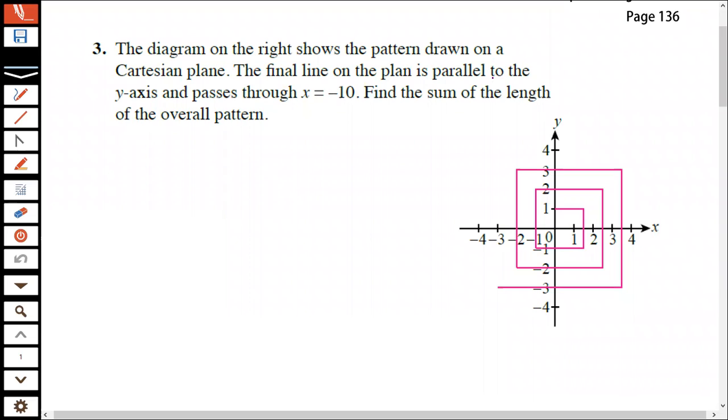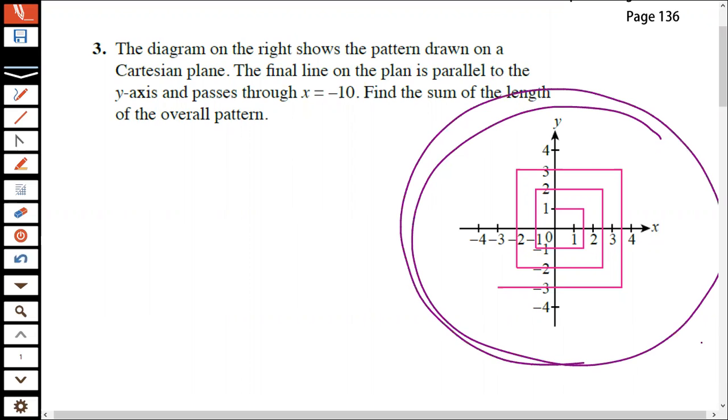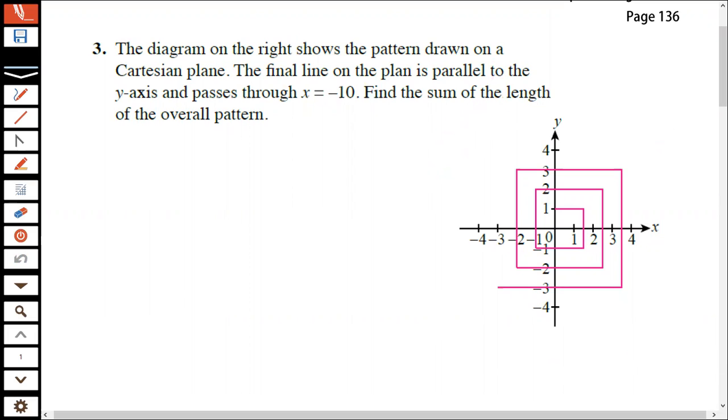So this is the question. The diagram on your right shows the pattern drawn on a Cartesian plane. This is the pattern given for you, class. The final line on the plane is parallel to the y-axis. Guys, which line is parallel to the y-axis? All these lines we call parallel to the y-axis. Understand? Parallel to the y-axis and passing through the point x equals -10.